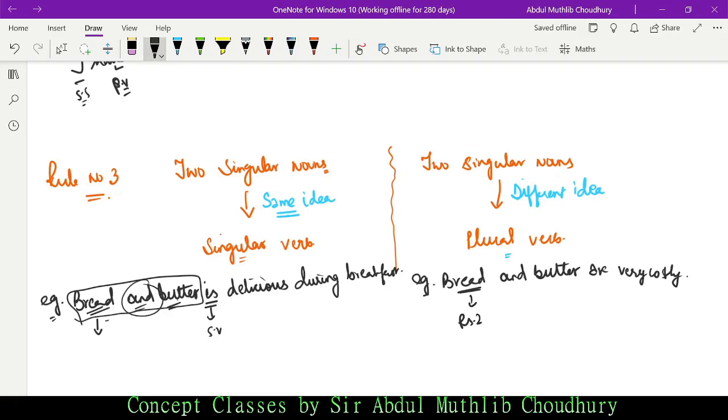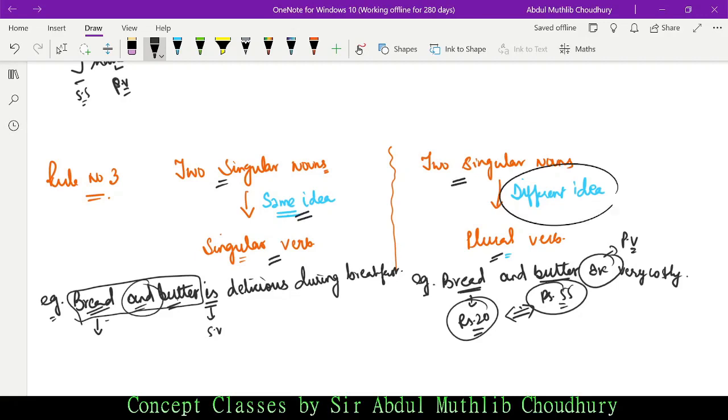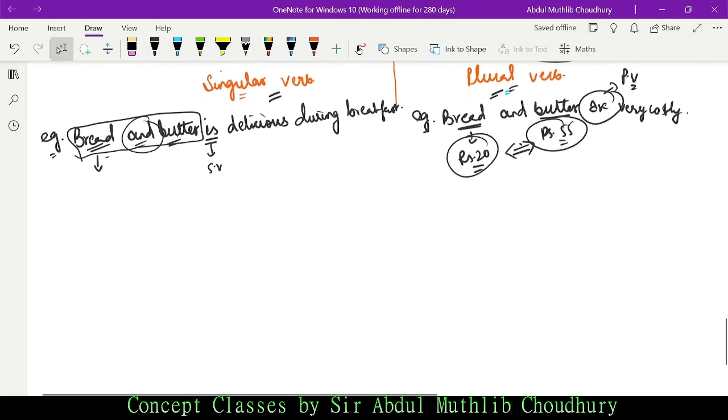Suppose the price of a bread is 20, whereas price of butter is 55. Are they talking of the same idea? No, because the price of bread is different and the price of butter is different. Therefore, the verb which is used is a plural verb. So two singular nouns with the same idea will have a singular verb, and two singular nouns with different idea will have a plural verb. I hope I'm clear with this.